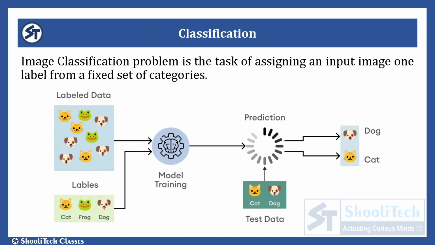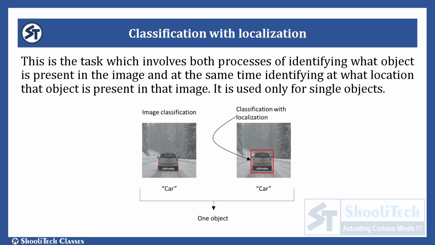The first CV task is classification. Image classification means assigning an input image one label from a fixed set of categories. For example, classifying the animal image as a cat or a dog or a frog. Then comes classification plus localization. This is the task which involves both processes of identifying what object is present in the image and at the same time identifying at what location that object is present in that image. It is used only for a single object.